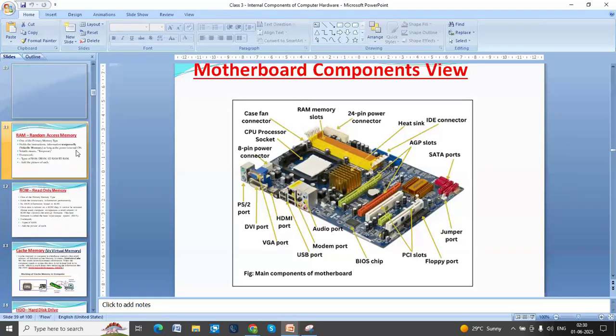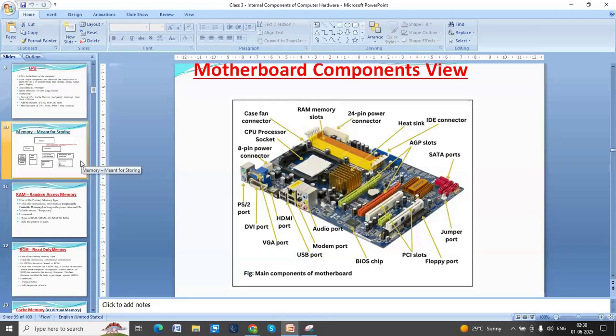Okay, this is the part of the onboard components. Onboard means the components which are integrated on the motherboard, like a PS2 port. Earlier we were using a PS2 keyboard and mouse, but nowadays these are replaced by USB keyboards.